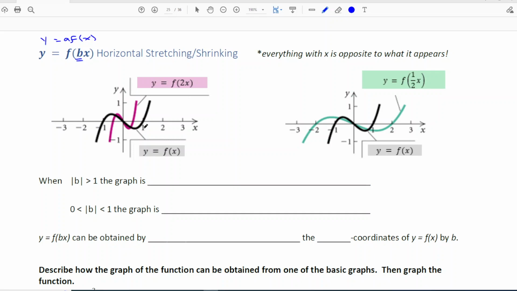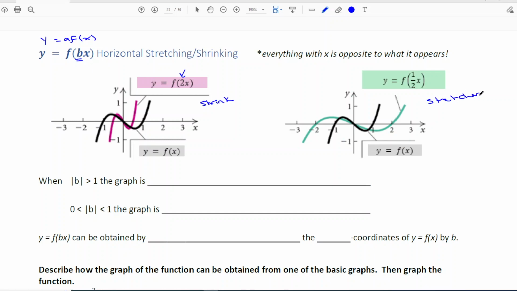So for example, if we look at those two base graphs that we had in the stretching section, you'll notice that when we put a 2 in the bracket with the x, what do you say about this purple graph? How does it compare to the black graph? Your choices are stretch or shrink. Well, can you see that the x values are shrinking? It's getting compressed towards the y axis. This would be a horizontal shrink. Whereas when you have a 1/2 in the bracket with the x, this green graph has been horizontally stretched.